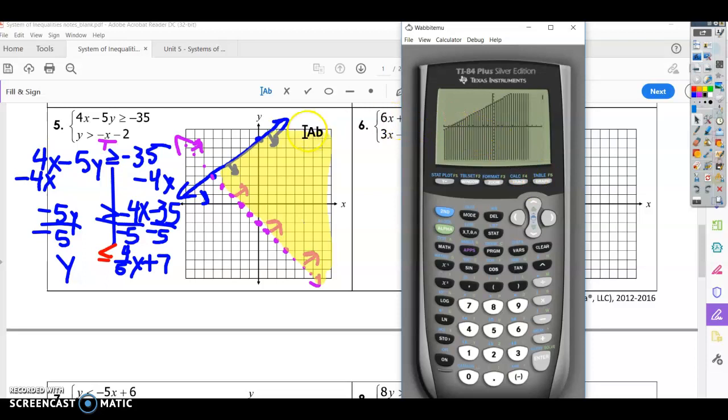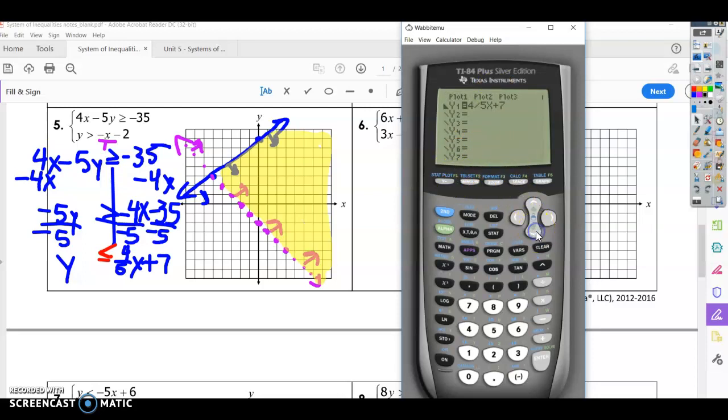And you can see that here I put arrows to represent that it went below this blue line, so that would look like this as well. Their scale may be just a little bit different, but if you wanted to change the scale, just go to window and you can change the scale. You can see mine's at a 10 by 10.